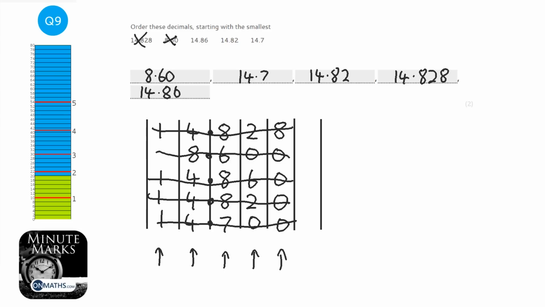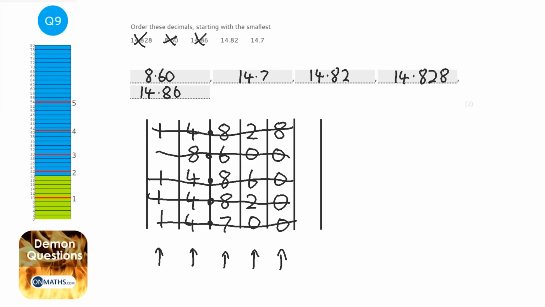Now always just double check the 5 numbers you've listed are the same as in the question. That's the same. 8.60, that's the same. 14.86, that's the same. 14.82 is the same, and 14.7 is the same. You sometimes lose a mark if you haven't written exactly the same number. Same goes for when there's fractions and decimals. You've got to write down the number that it showed in the question.